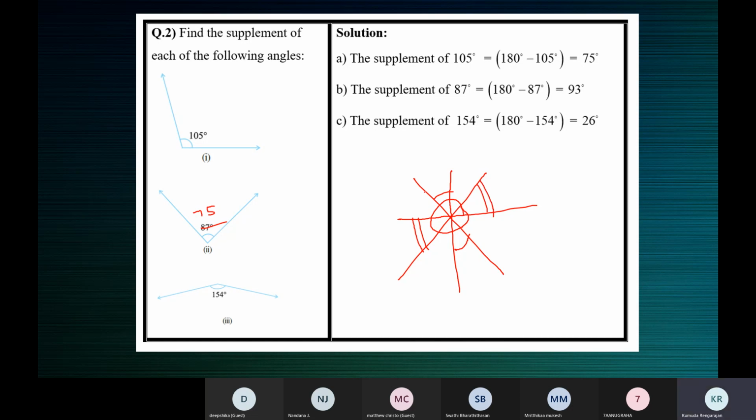And these are vertically opposite angles, this one and this one. They're equal. So we can say the sum of vertically opposite angles is equal to 360. No, it's not vertically opposite angles. It's the sum of all the angles around the point. The sum of all the angles around the point is equal to 360.